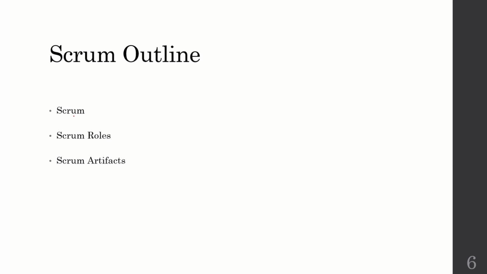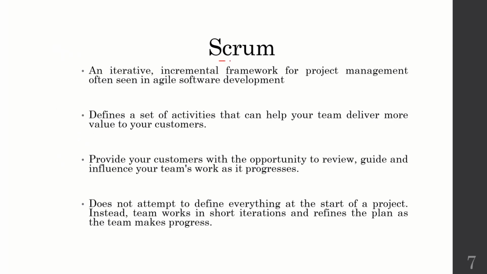We first have a look at the Scrum description, then what basically the Scrum roles and the Scrum artifacts are. Before starting with the Scrum description, I will ask you to recall all the agile principles we learned in our previous lecture, as all those points will be reflected here in the same manner. Like you can see here that it is an iterative incremental framework for project management that is often seen in agile software development.